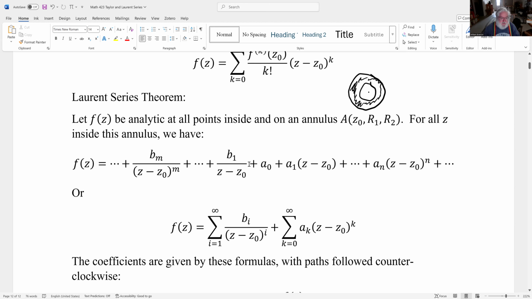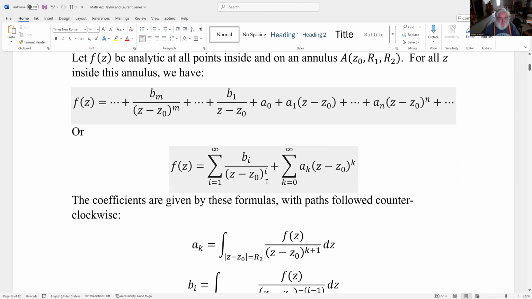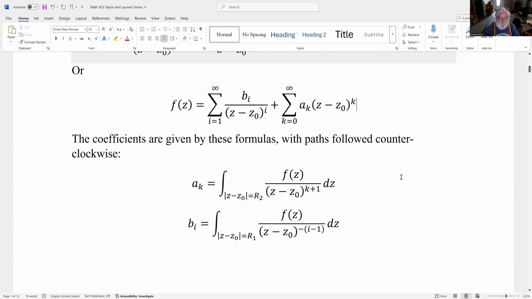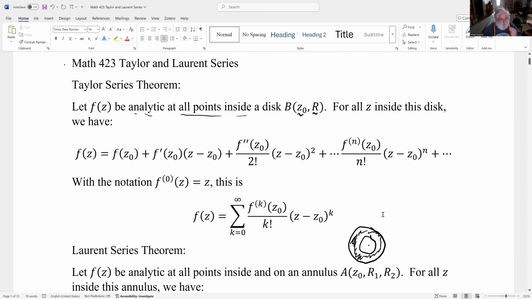So for all z inside this annulus, we have this theorem, which is similar but not quite the same. Our coefficients aren't phrased in terms of the derivatives, but it's a series. We're allowing negative powers here. And then the coefficients are given by these formulas. The method of proof for Taylor series, which we're going to do first, is that we have the Cauchy integral formula for f of z, and we will expand that in a series and then integrate it term by term.